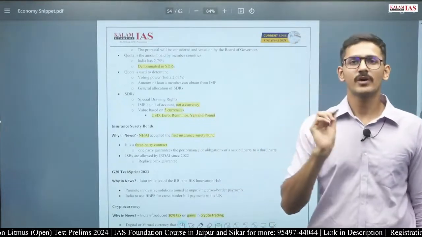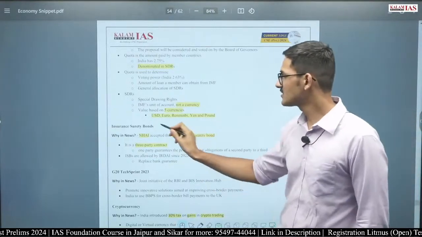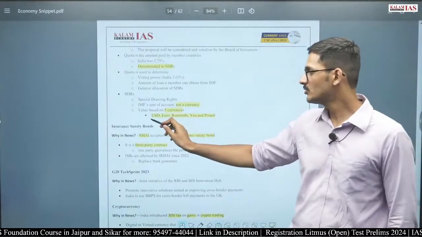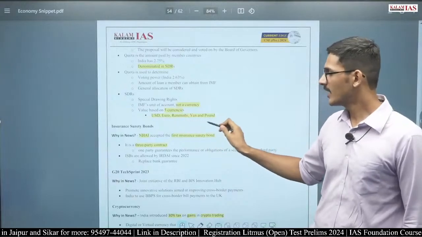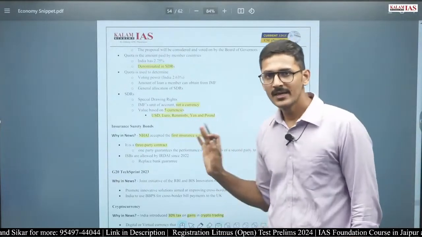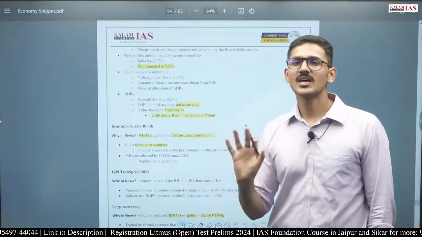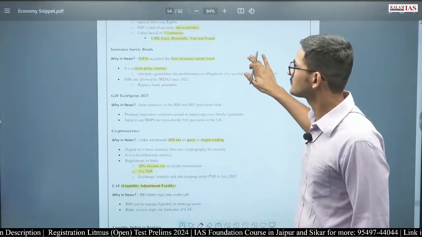It is just a unit of account of the IMF, and the value of SDR depends upon 5 currencies, that is USD, Euro, Renminbi, Yen and Pound. That is America, Europe, China, Japan and UK. A weighted average of all these currencies is calculated, and on that basis the value of SDR is determined.